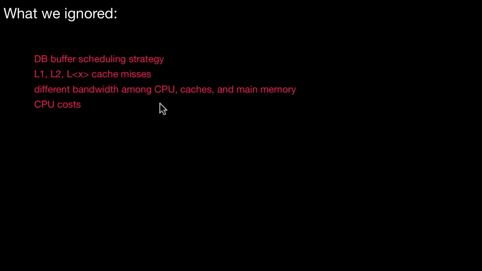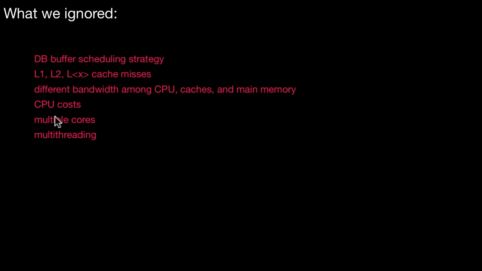And of course, it depends highly on the concrete architecture that we're using, the size of those caches and the latency of those caches and so forth. Then the different bandwidth among CPU, caches and memory. As you remember from the storage hierarchy video, the closer you get to the CPU, the higher the bandwidth of the caches. We didn't really consider that when determining performance. Then the CPU costs. What does it mean for an algorithm? Is it one core or multiple cores in the CPU we're using? What is the effect of that?